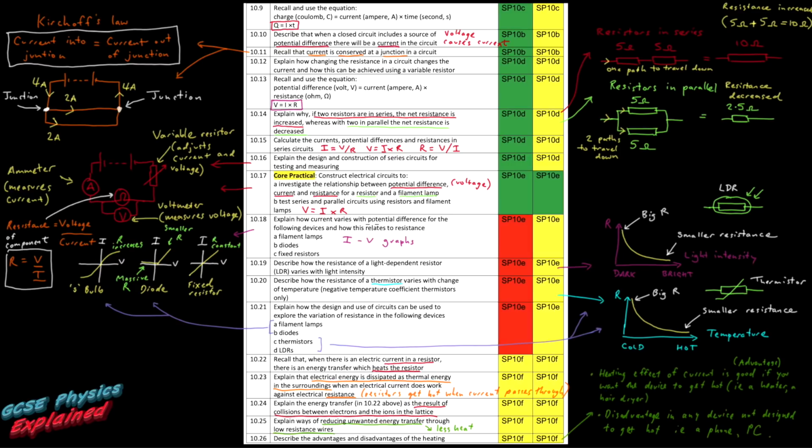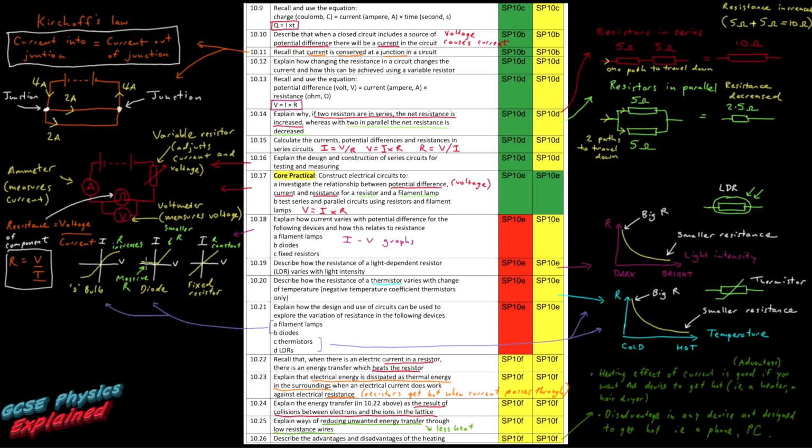Explain how current varies with potential difference for the following devices and how this relates to resistance. So in other words, you've got to know the IV graph for a filament lamp, a diode and a fixed resistor. So the IV graph for a bulb, or as I like to call it, a spurb, looks like an S shape. Mind, it's only an S shape if you've got both the positive and the negative current and voltages.